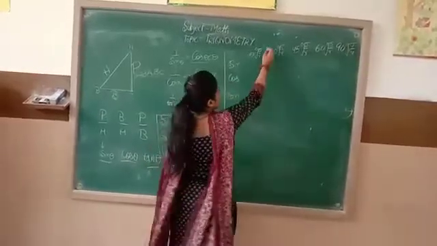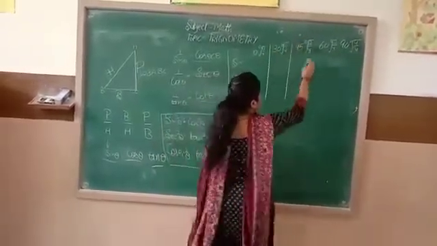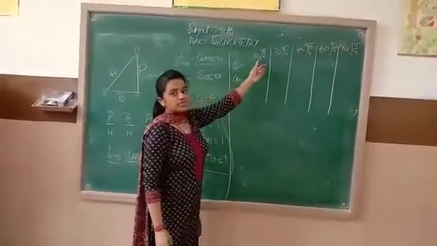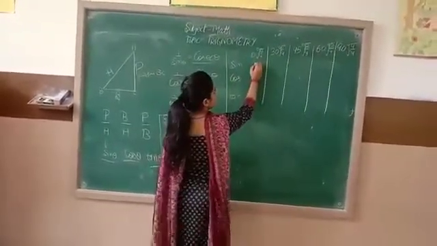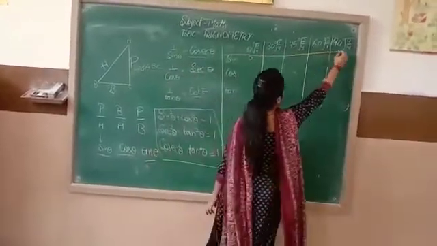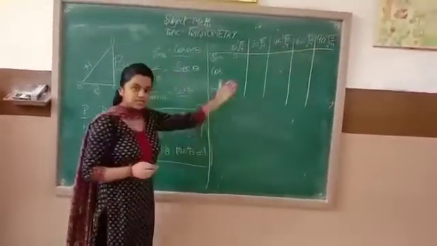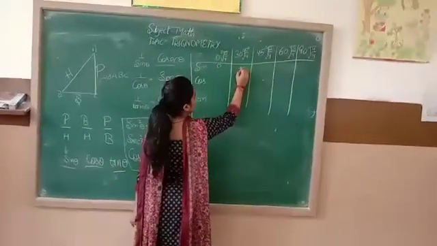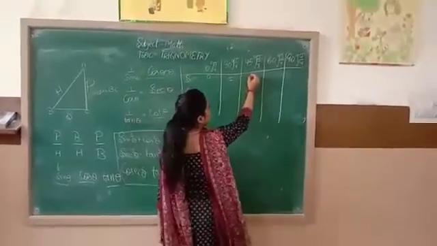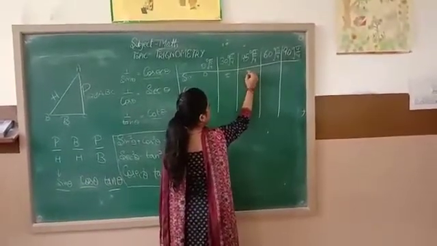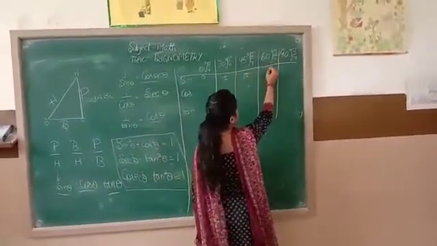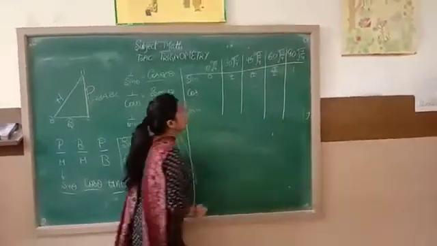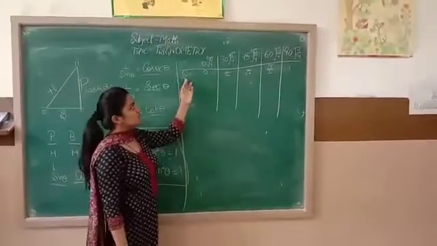We have to apply all these measurements, then we get what? 0 by 4 is 0, so the answer is 0. Here we get sine 0 degree is equal to 0. Next, 1 by 4 root means 1 upon 2. Similarly here we get 1 upon root 2. And here we get root 3 upon 2. And here we get 1. So we get the answers of sine.